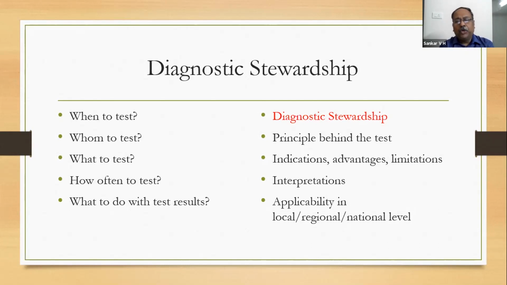For that, you should know about the principle behind the test. For example, RT PCR. What is this test? What is the basic principle? What are the limitations? What is the advantage, etc. You should know, and how to interpret the results. What are the important points you should consider when you are considering the results, etc. And applicability at local, regional, and national level is very, very important.